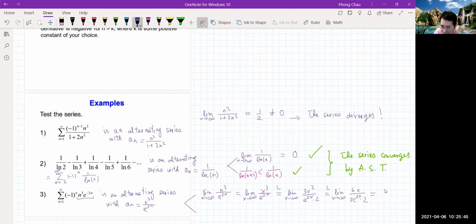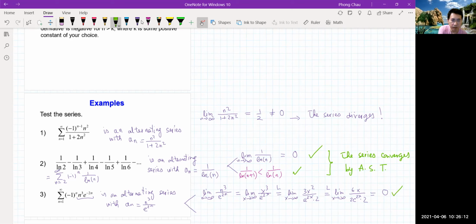And I see this will equal what? The 6 derivative becomes 6, and the denominator still has the e to the 2x times an extra 2. The numerator now is a constant. You can see it will approach 0 there. So we can skip those little steps there. And hence it satisfies condition 1.